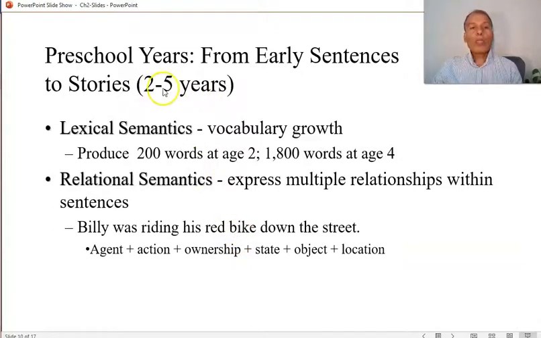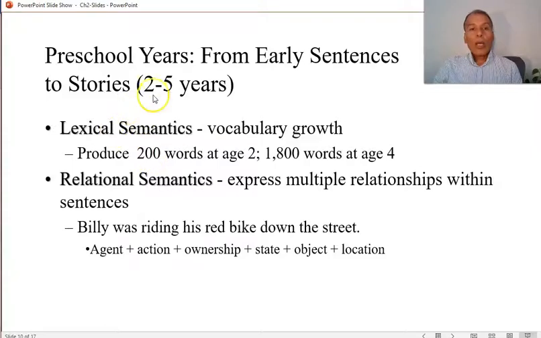From 2 years to 5 years, the preschool stage, the vocabulary grows very quickly. On average, between ages 12 months and 6 years, the baby acquires about 6 to 8 words per day on average.